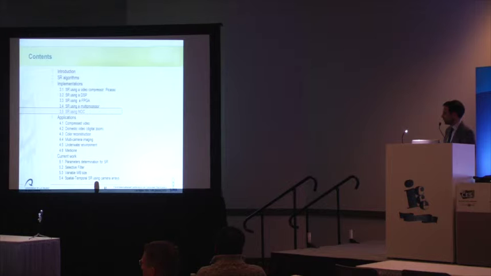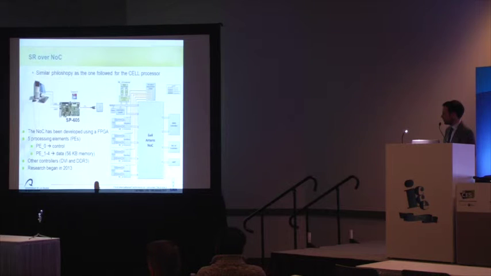And for the network on chip, just some final comments. We also apply this in a network on chip based on an FPGA. In this case, we have 5 processing elements. One is for control, and the other 4 are for data. We have some other controllers, such as a DVA and a DDR3, as you can see here.